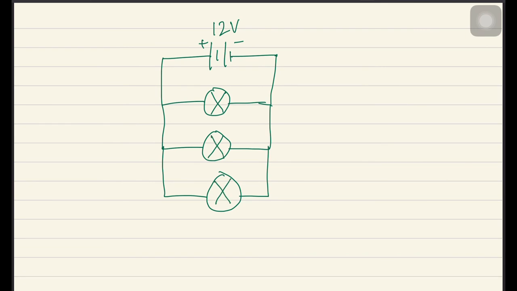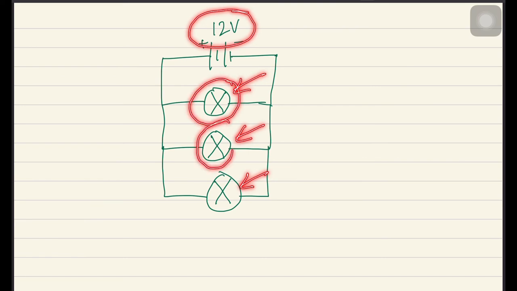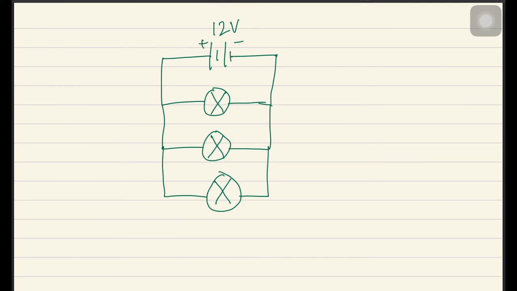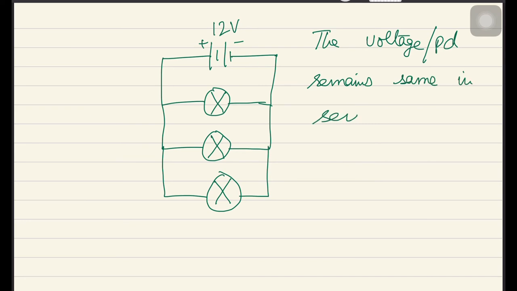Now, the voltage or the potential difference across bulb number one, bulb number two, and bulb number three will be the same. And that voltage will be equal to 12 volts. Which means bulb number one will have 12 volts across it, bulb number two will have 12 volts across it, and bulb number three will have 12 volts across it. So we can say that the voltage or potential difference remains the same in parallel. This is the parallel combination, okay?